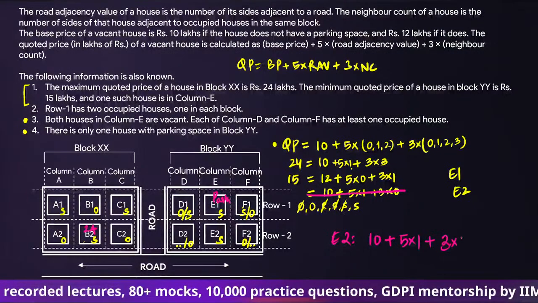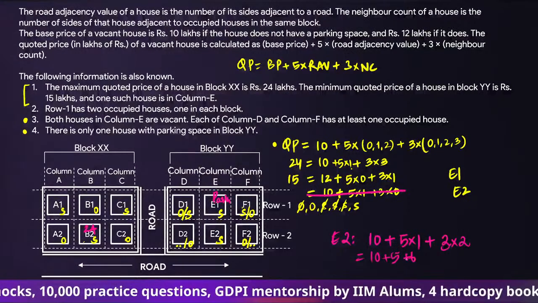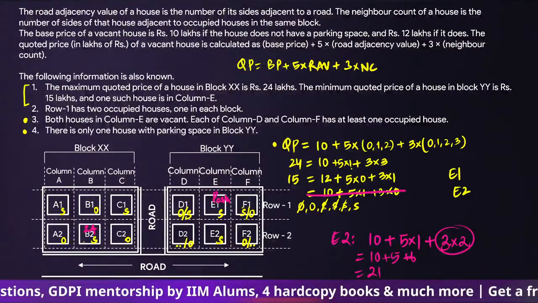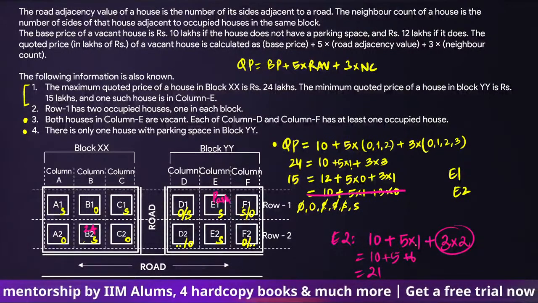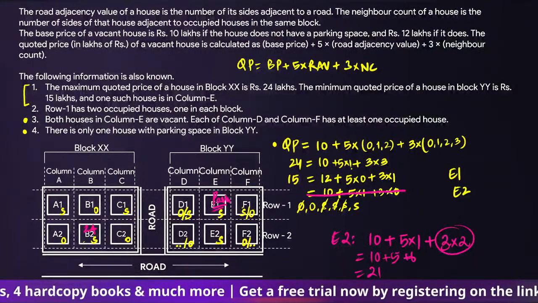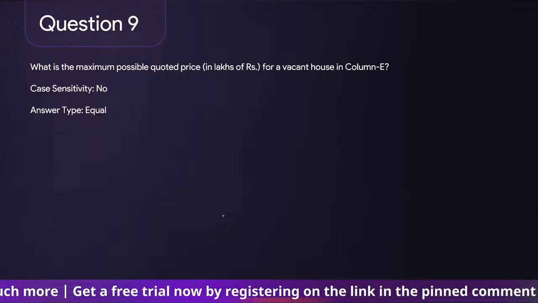So this is going to be 3 into 2. So this is 10 plus 5 plus 6. तो ये 21 आ रहा है. दोनों occupy करवा दो. सामने तो E1 occupied नहीं है. Because of roadside 5 into 1 and 10 is the best price because parking का 12 इधर है E1 में. So 21.